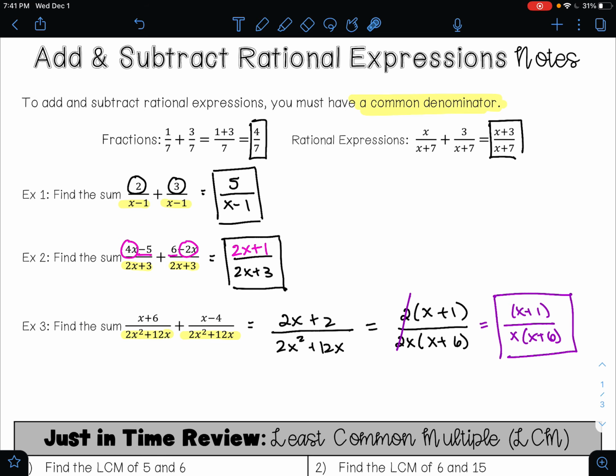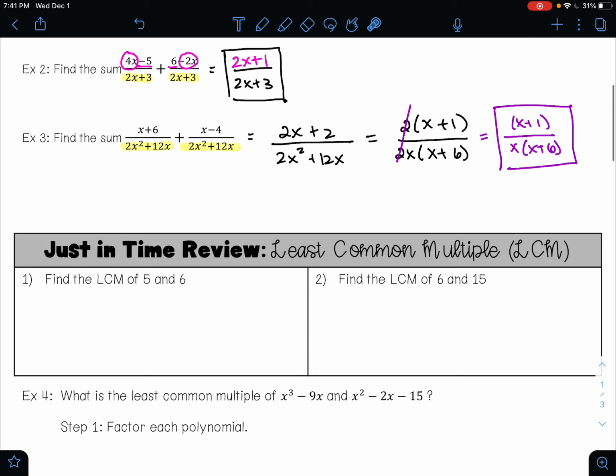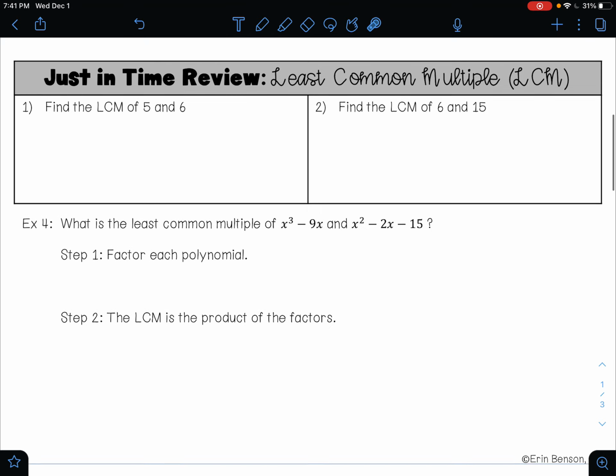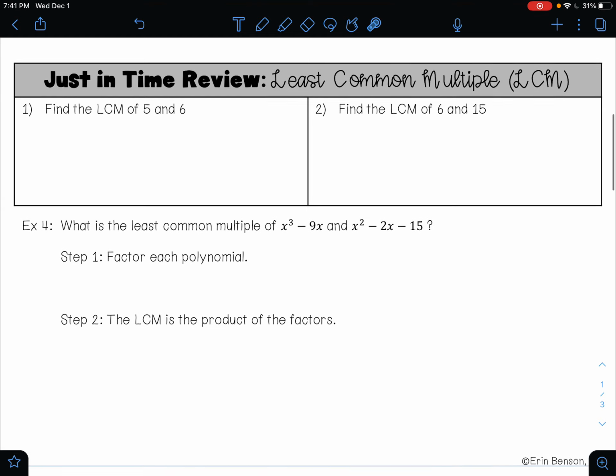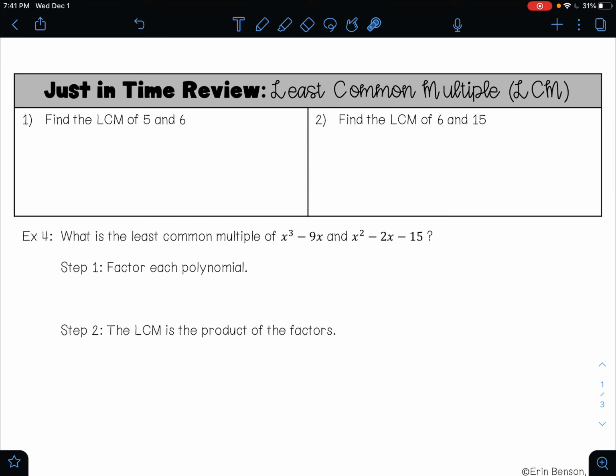When your fractions do not have a common denominator, you'll have to find the least common multiple, or the LCM, of the denominators to find your least common denominator. So let's review how to find an LCM.